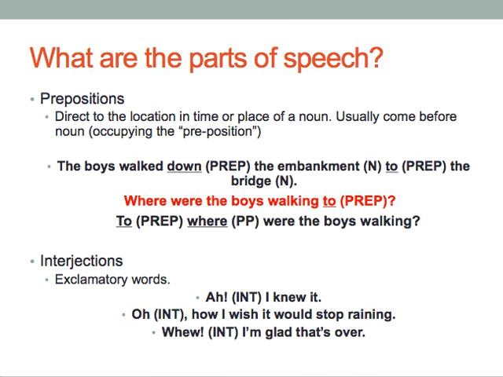We won't get into interjections much at all, but interjections are exclamatory words like, ah, I knew it, oh, how I wish it would stop raining, and woo, I'm glad that's over.